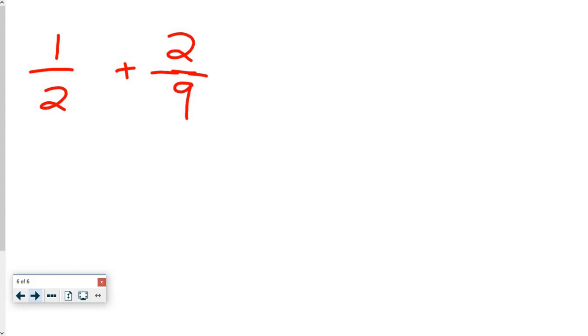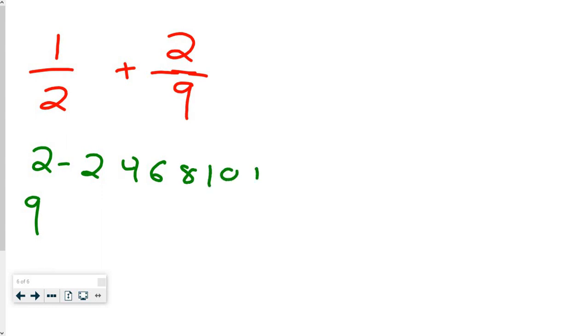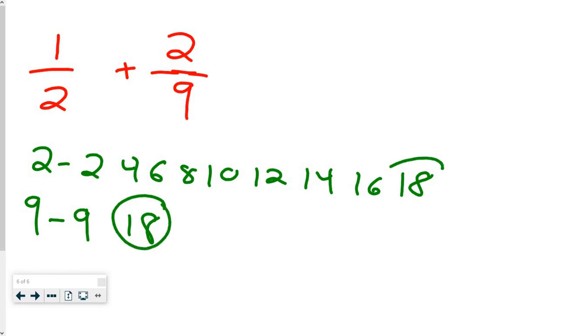So pause it, try this at home, and then when you come back, okay, so we've got 2 and we've got 9. So when we go through, we have 2, 4, 6, 8, 10, 12, 14, 16, 18. We know that 18 is divisible by 9, and 9 and 18. So we have 18 and 18. So we're going to use 18 here.